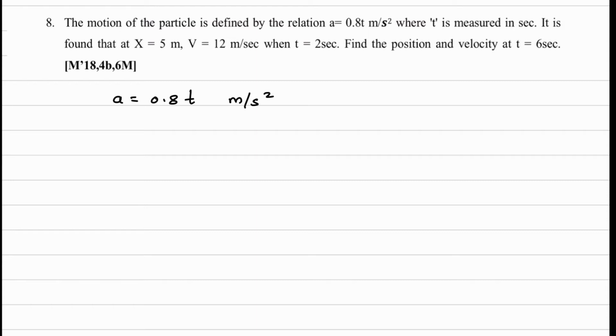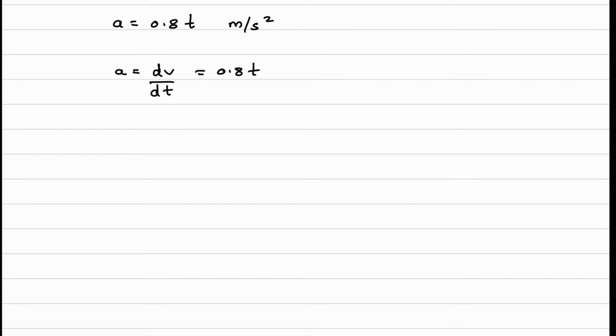So acceleration, we can write it as acceleration is equal to dv by dt equal to 0.8t. So just take the dt part on the right hand side and integrate. So integral dv is equal to 0.8 integral of t dt. So just calculate this, you will get velocity is equal to 0.8 t square by 2 plus c.